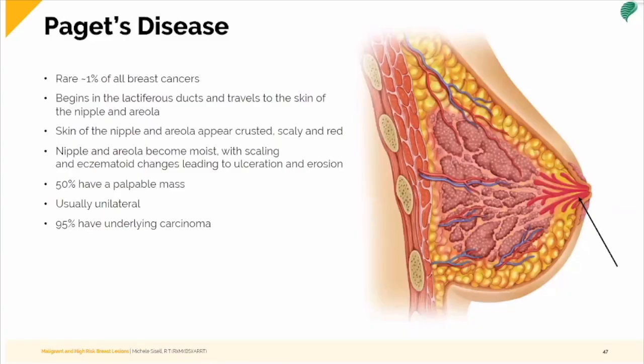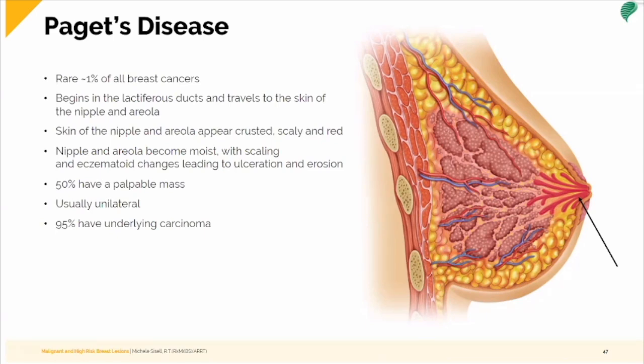Next is Paget's disease. Paget's disease is a rare breast cancer seen in approximately 1% of the population. This type of cancer begins in lactiferous ducts and it travels to the skin of the nipple and areola. The skin of the nipple and areola may appear crusted, scaly, and red.